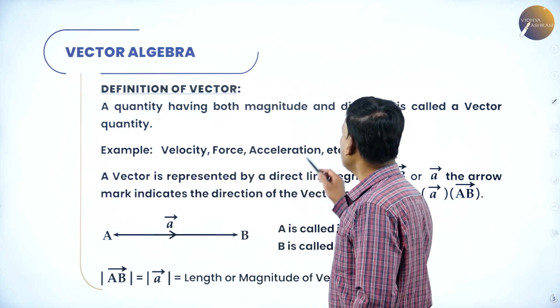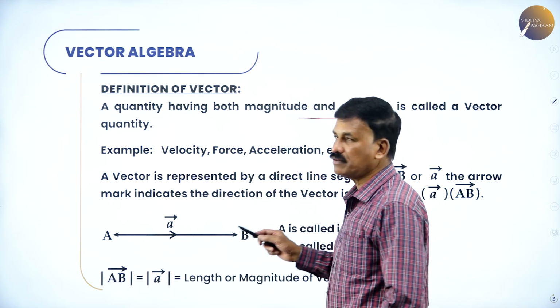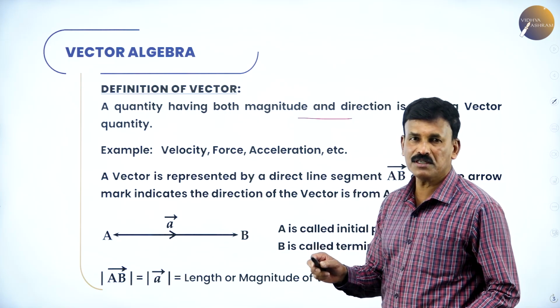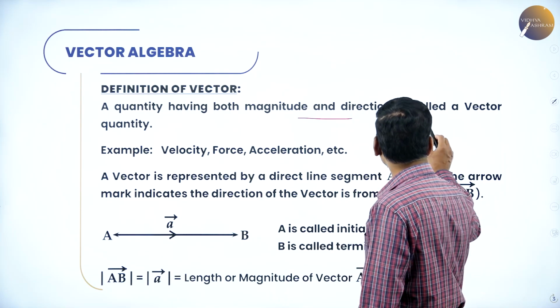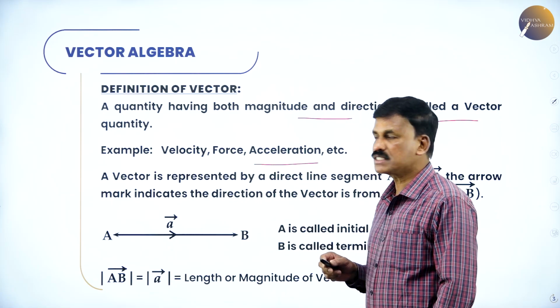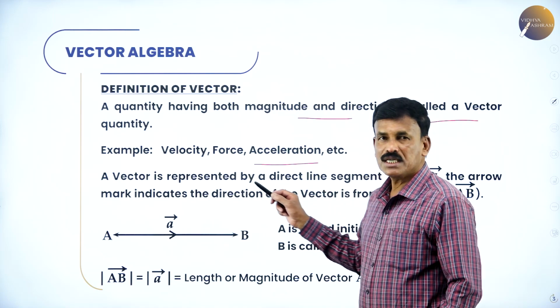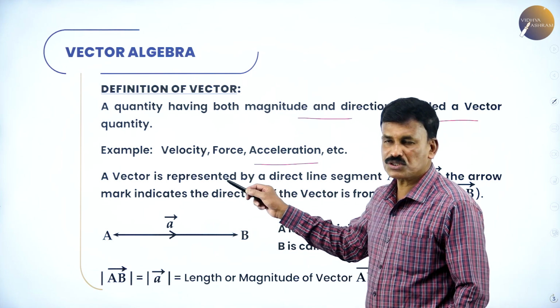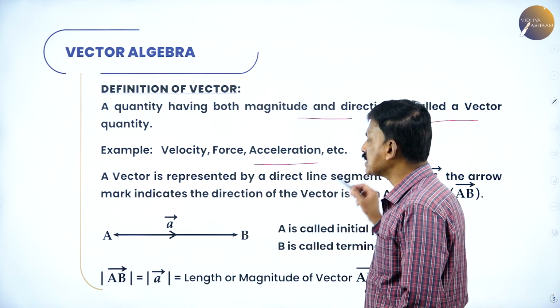A quantity having both magnitude and direction is called a vector quantity. Examples for vector quantities are velocity, force, acceleration, etc. They are all vector quantities, having both magnitude as well as direction.